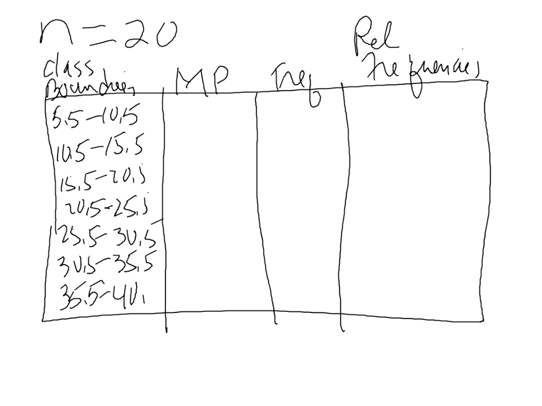Okay. Now, remember how we found the midpoints. I'm going to do the midpoint for the first two, and then we'll go back to our trick. The first one would be 5.5 plus 10.5 divided by 2. And when we do that, we get 16 over 2, or 8.